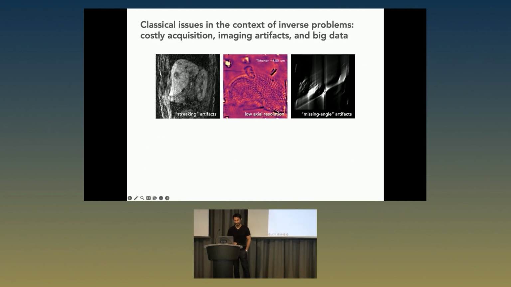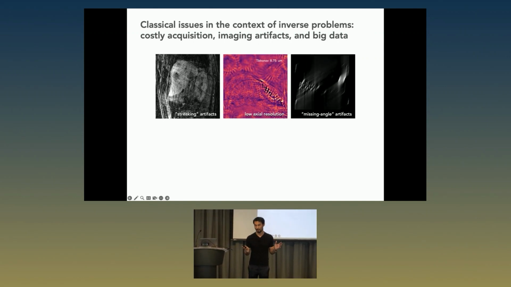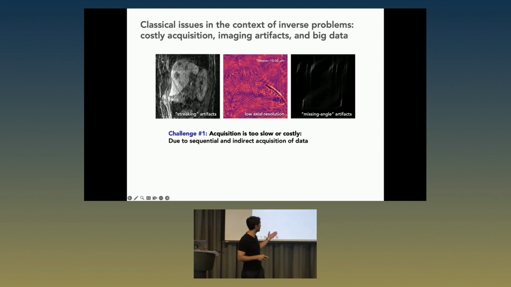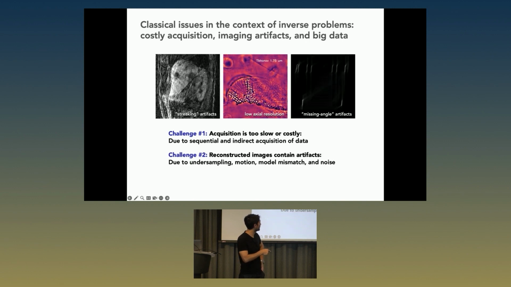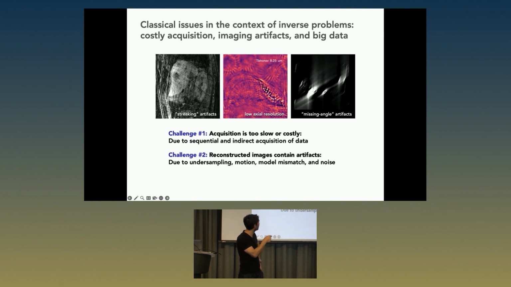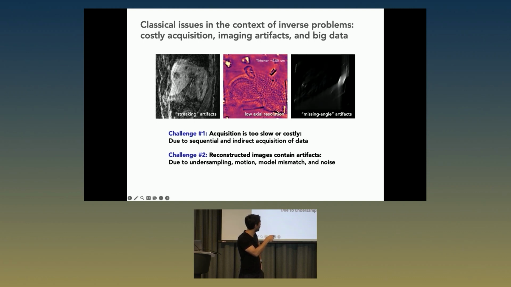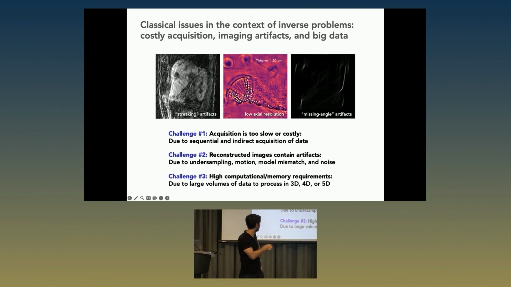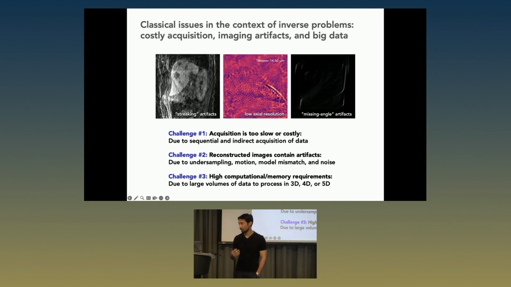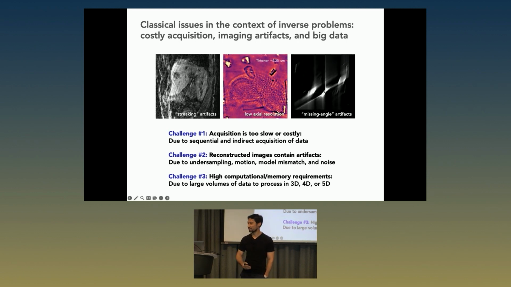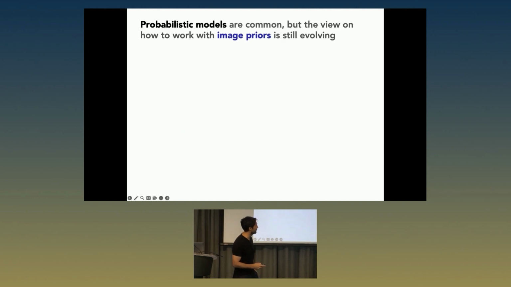Of course, all those settings come with issues, which are very well known in the inverse problem community, and those are the things we want to address. The first issue might be that acquisition is too slow or costly, with sequential indirect acquisition of the data. Reconstructed images contain artifacts. In this IDT sample, you can see there are missing angles, so there's a low axial resolution. And finally, high computational memory requirements, especially if you go to 3D samples, XYZ, 4D XYZ plus time, 5D XYZ plus time and spectrum, and so on and so forth. We could try to push it to higher and higher dimensional data.